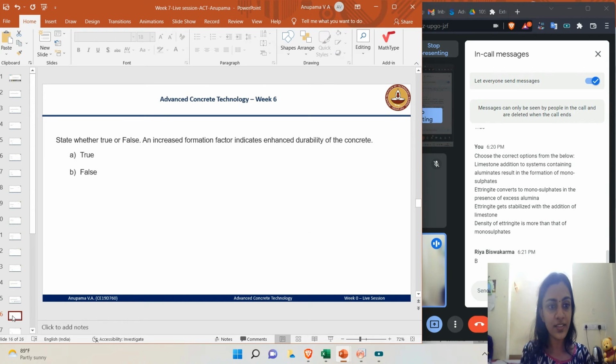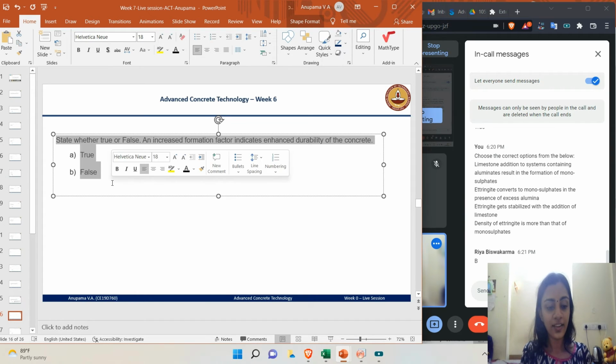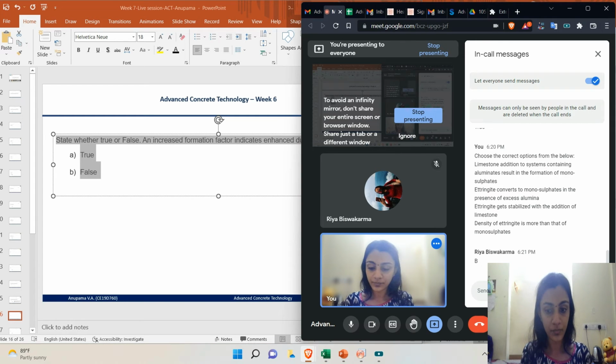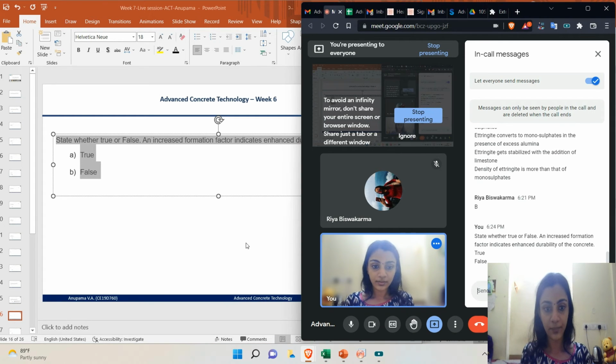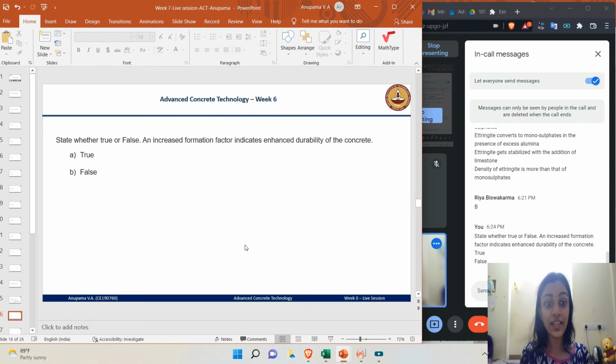It's a true or false question. State whether true or false. An increased formation factor indicates enhanced durability of concrete. Yeah. So increased formation factor indicates enhanced durability.